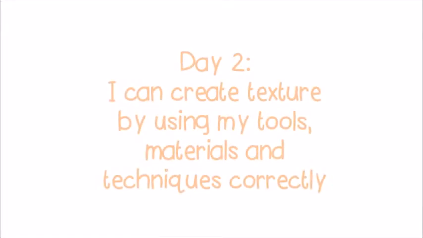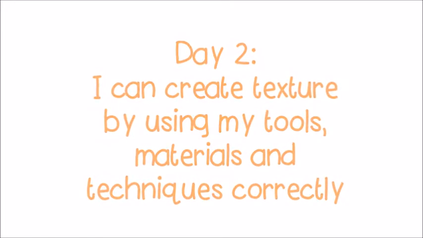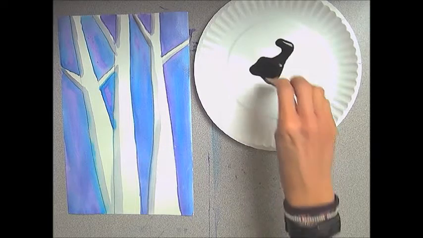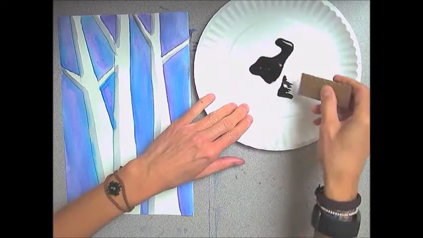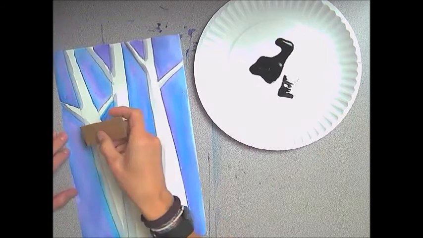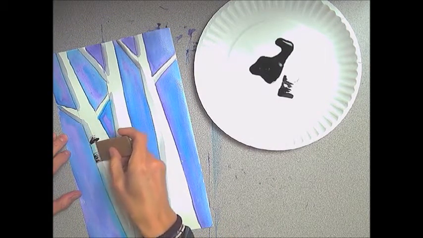Now we're going to be creating some texture that is unique to aspen trees. We're going to be using unusual tools today, so watch close. Take a small, narrow piece of cardboard and dip it into the black paint. We're going to be using a scraping motion across the tree trunk. Start at the pencil line and just scrape right into the middle of your tree.